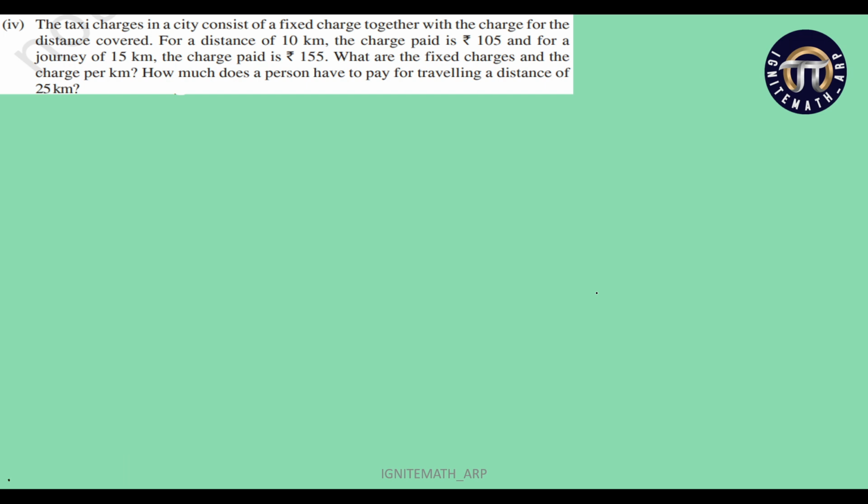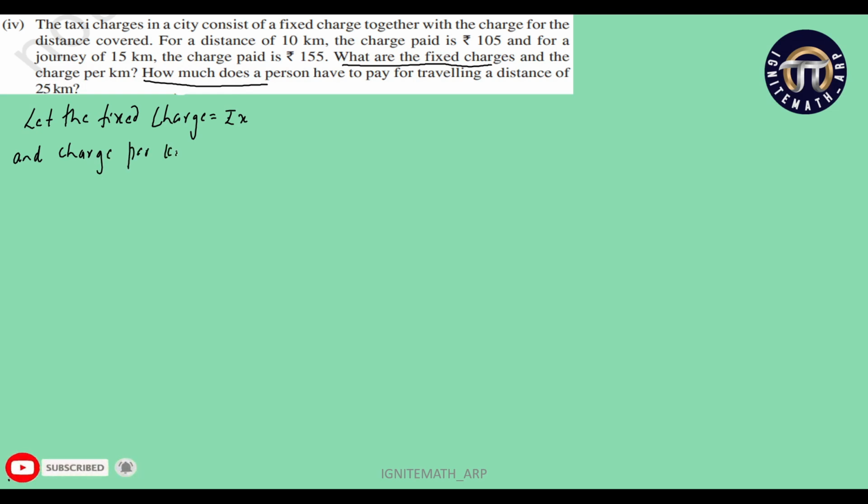The taxi charges in a city consist of a fixed charge together with the charge for the distance covered. Clear? See, what is the last sentence here? How much does a person have to pay for traveling a distance of 25 km? And you're asked to find out what are the fixed charges and the charge per kilometer. So what I am going to take: let the fixed charge is equal to rupees x and charge per kilometer is equal to rupees y.